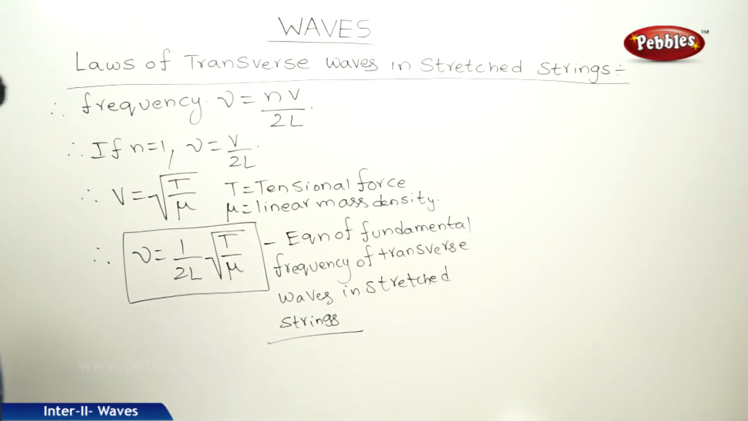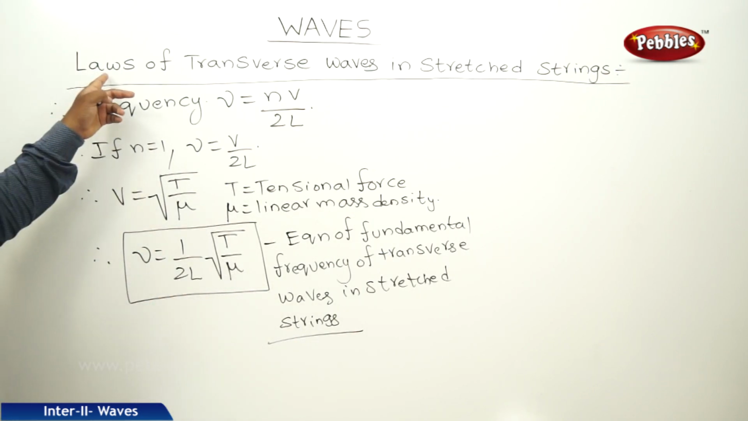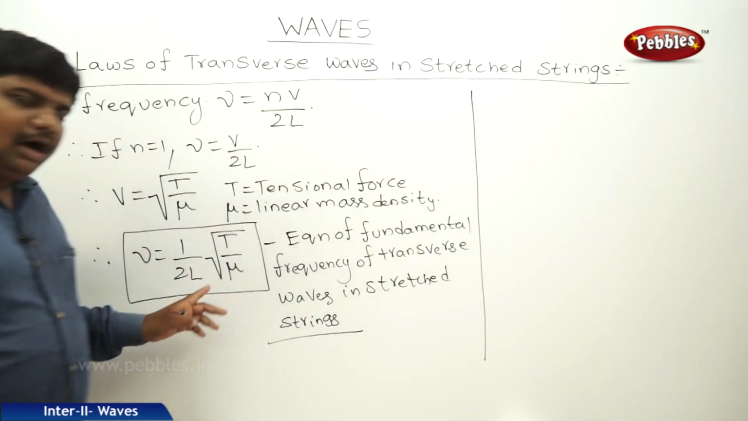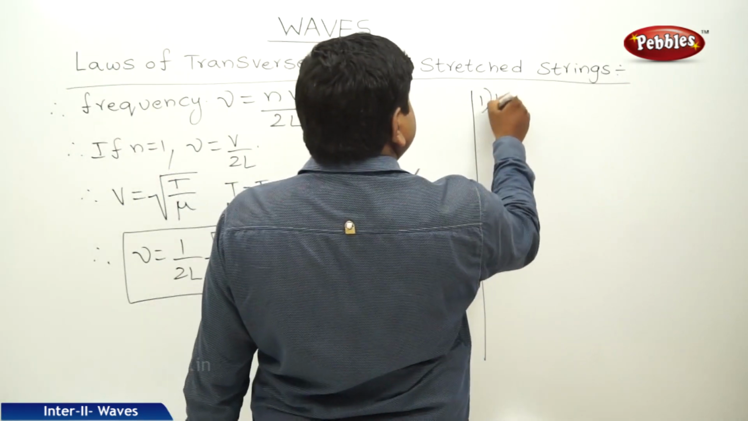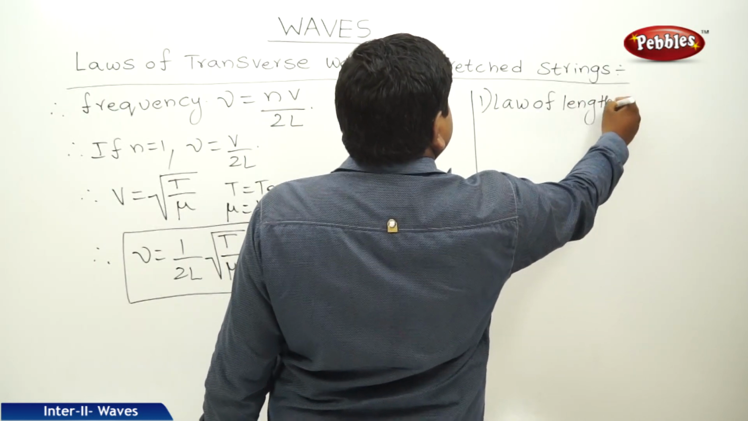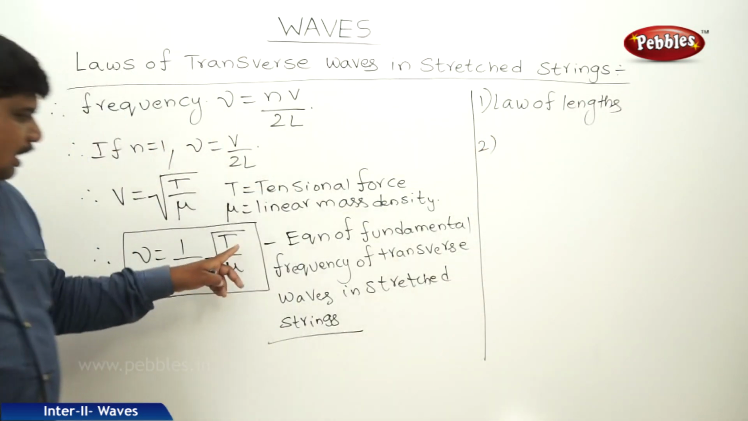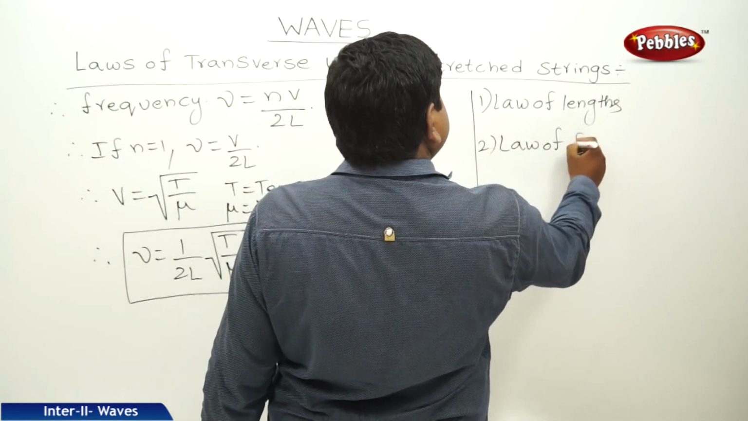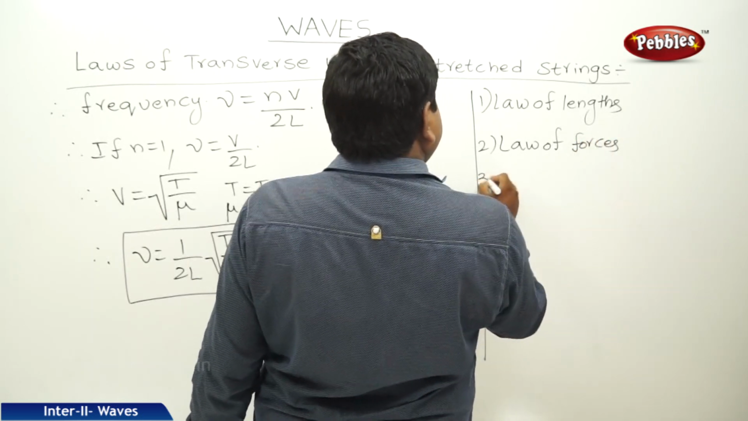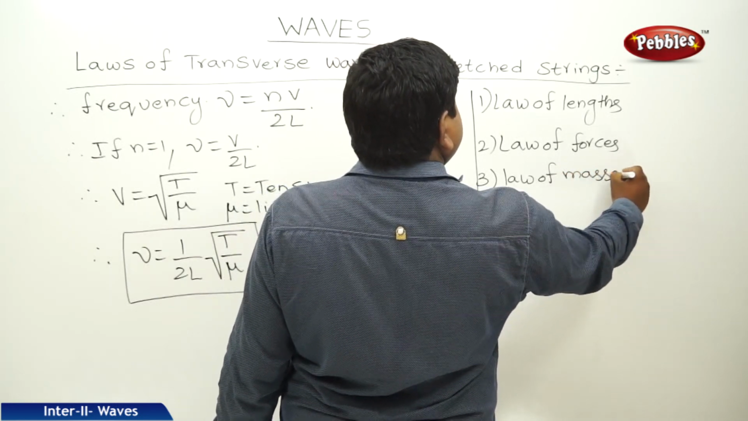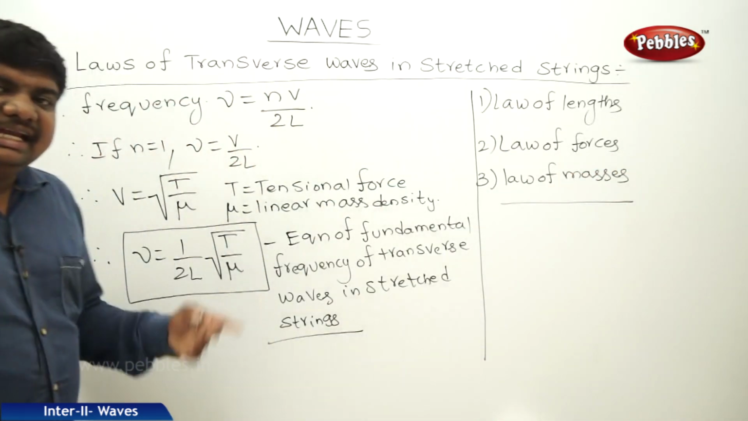From this equation, we can deduce 3 laws. These 3 are said to be the laws of transverse waves. First one, law of lengths. Second one, law of force. Third one, law of masses. Now we should discuss these 3 in detail.